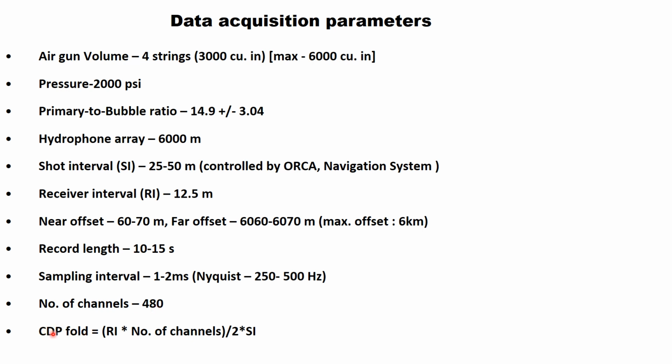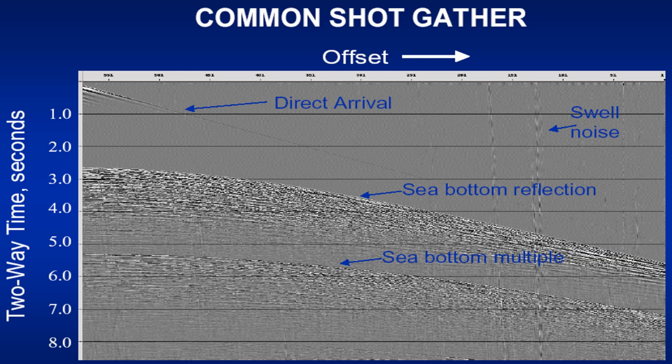This parameter is associated with the data, to have better resolution of the data. It's called CDP. The higher the number of CDP, the better the resolution. It is receiver interval times number of channels, divided by 2 times source interval, generally 60/30. That is called CDP fold.